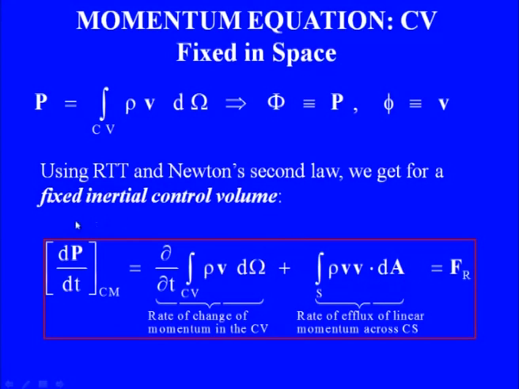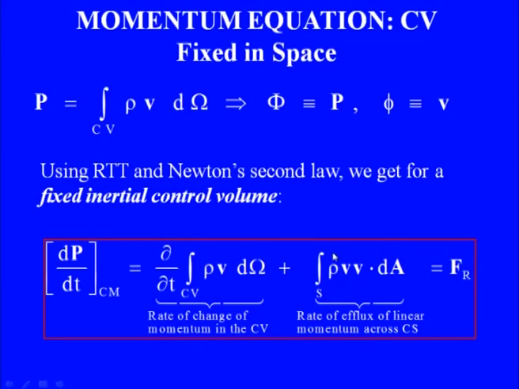So, this is the expression for the time rate of change of momentum for a control mass system which occupies our control volume instantaneously. So, this particular del by del t term represents the rate of change of the momentum in the control volume, and this term rho v dot dA represents the rate of efflux of linear momentum across the control surfaces.